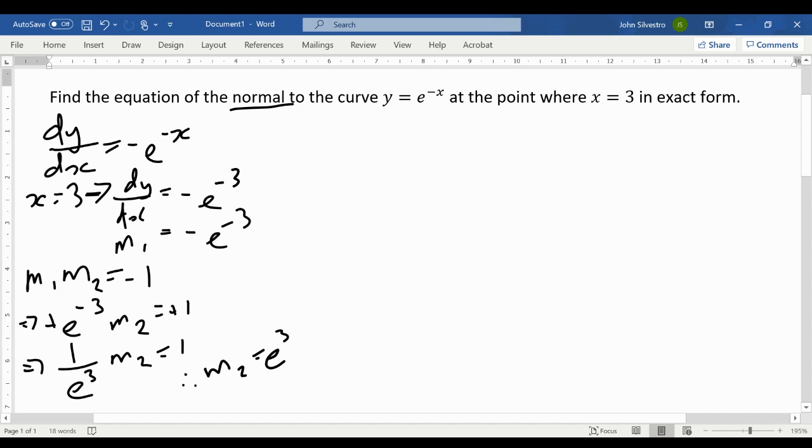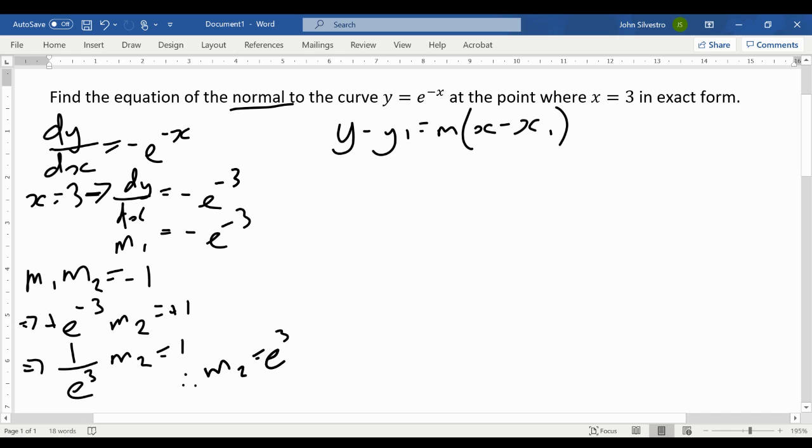I could multiply both sides by e to the power of 3, and then e to the power of 3 over e to the power of 3 cancel each other out. It's just 1, so we get 1 lot of m2 equals 1 times e to the power of 3, which is just e to the 3. So there's our gradient for our normal. So now we need to find the equation. So this is y minus y1 is equal to m lots of x minus x1.